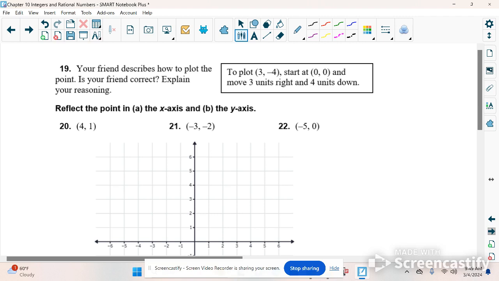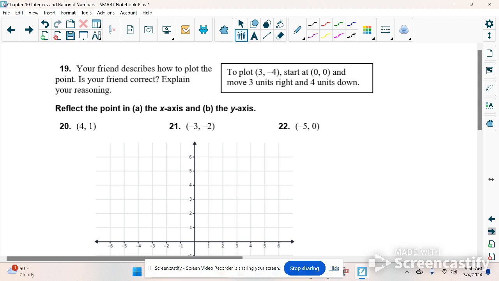All right, number 19. If you flip it over, your 19 is on the same page. It says your friend describes how to plot the point. Is your friend correct? Explain. So to plot 3, -4, start at 0, 0, and move 3 units right and 4 units down. Are they correct? No, hold on. Wait. Why is he not correct?